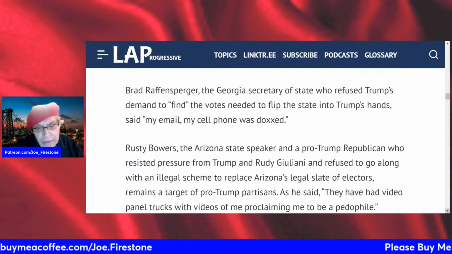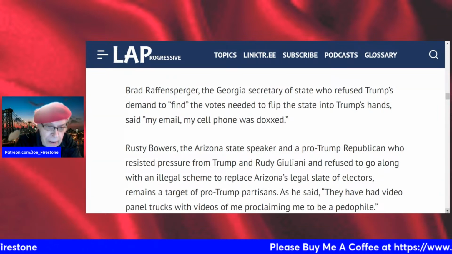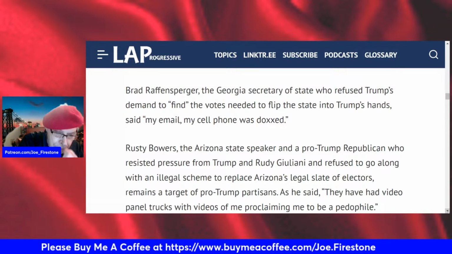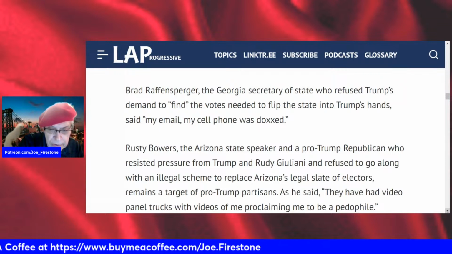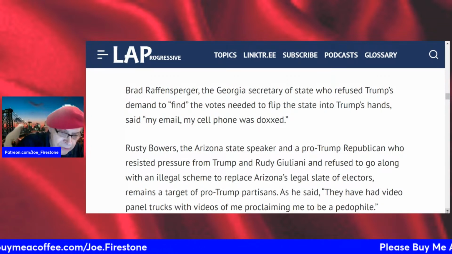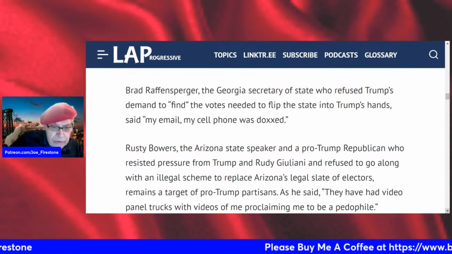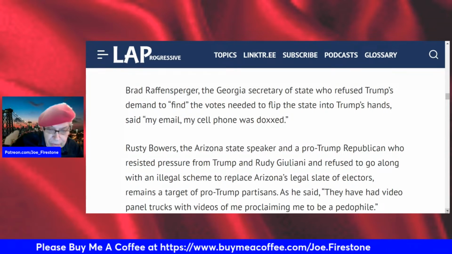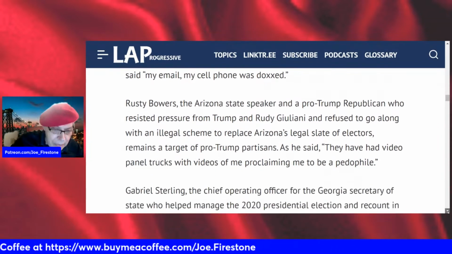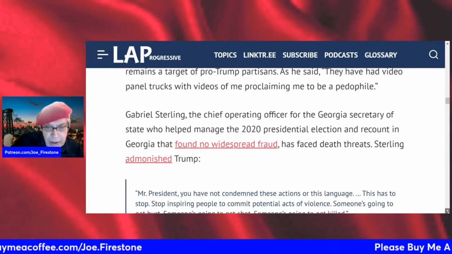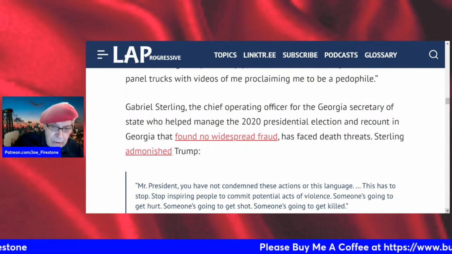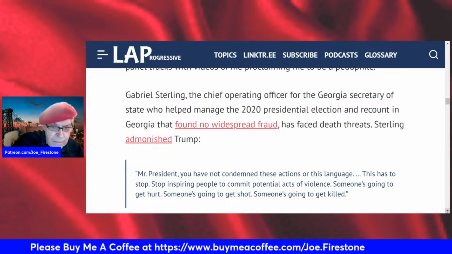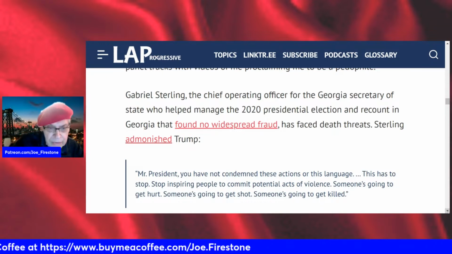Rusty Bowers, the Arizona state speaker and a pro-Trump Republican, who resisted pressure from Trump and Rudy Giuliani, refused to go along with an illegal scheme to replace Arizona's legal slate of electors, and he remains a target of pro-Trump partisans. As he said, they've had video panel trucks with videos of me proclaiming me to be a pedophile, unquote. Gabriel Sterling, the chief operating officer for the Georgia Secretary of State, who helped to manage the 2020 presidential election and recount in Georgia that found no widespread fraud, has faced death threats.